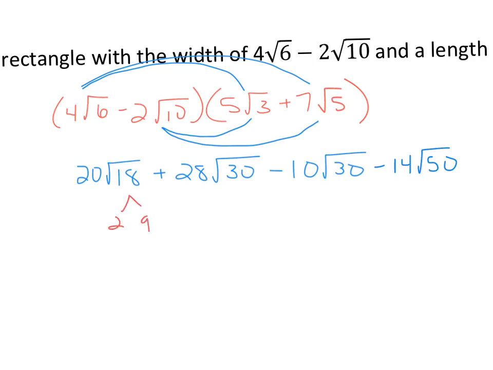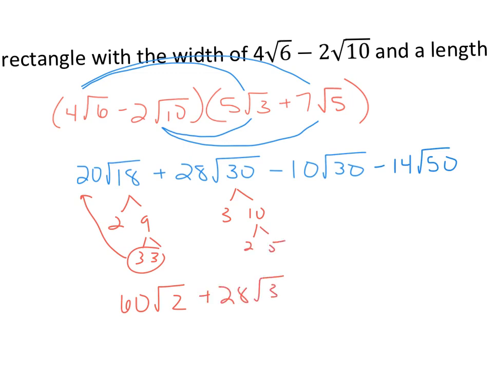So I've got 2 and 9, 3 and 3. So 3's pair up and move out. So 3 times 20 would be 60 root 2. All right, and the square root of 30s, again, will break down, but nothing is going to pair up and move out here. So I'm going to go ahead and just leave 28 root 30 minus 10 root 30.